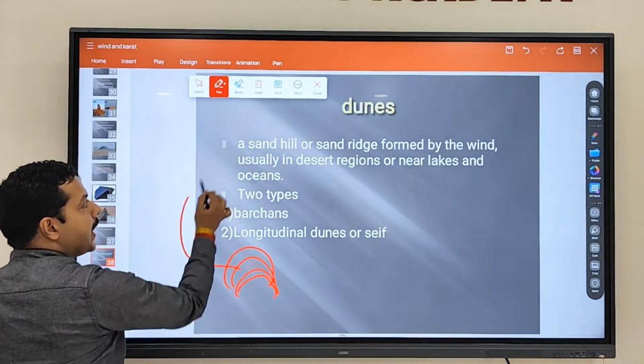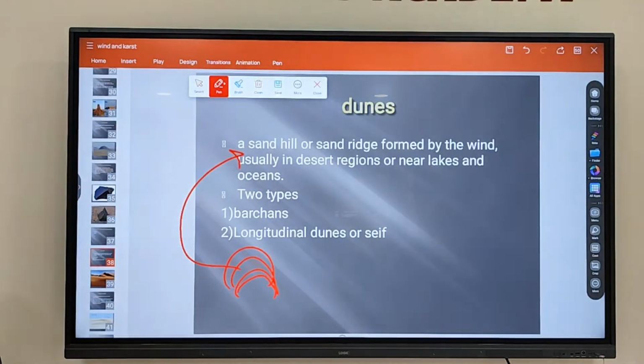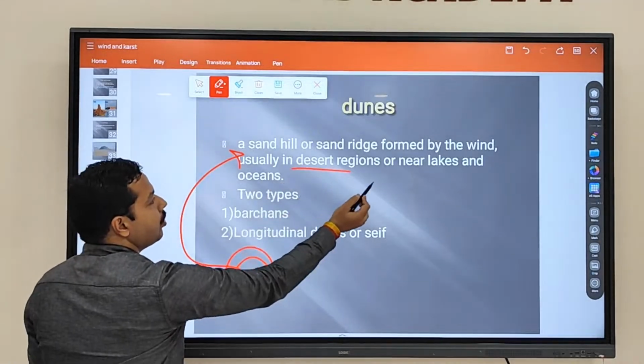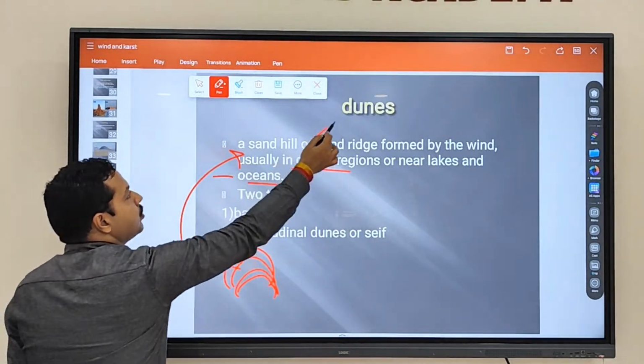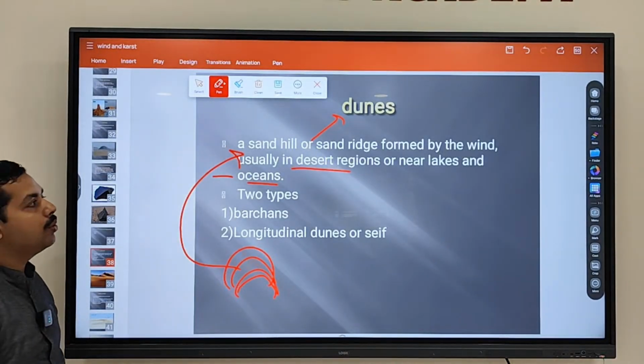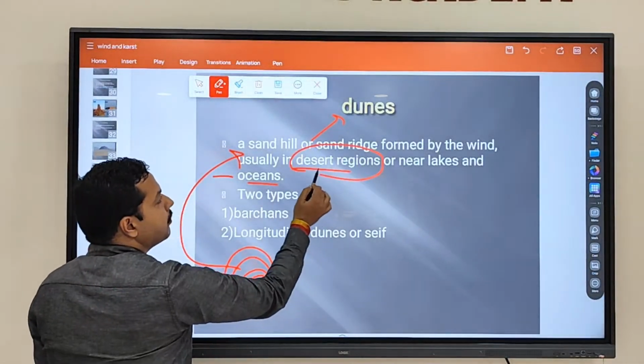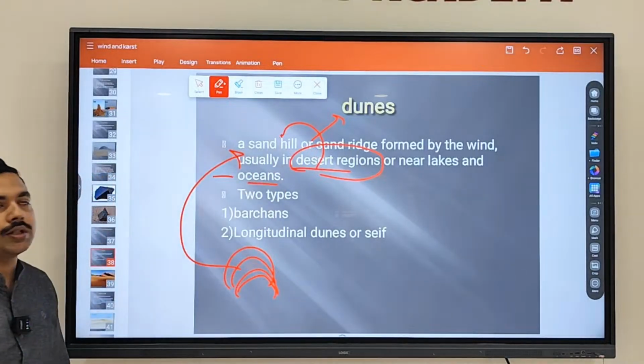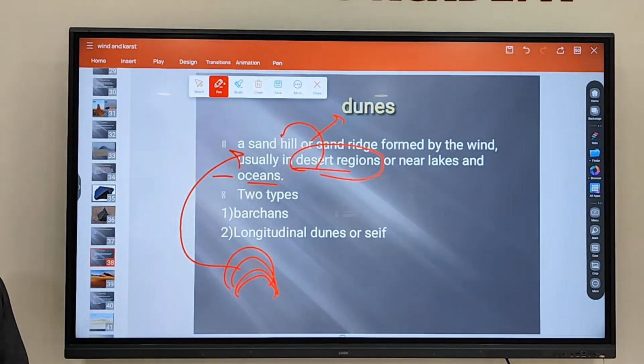So when a sand hill or sand ridge is formed, usually in a desert region or near lakes or oceans, it is going to be called what? It is going to be called a dune. Clear? So when wind forms this type of sand hill or sand ridge in a desert region, it is going to be referred to as a dune.